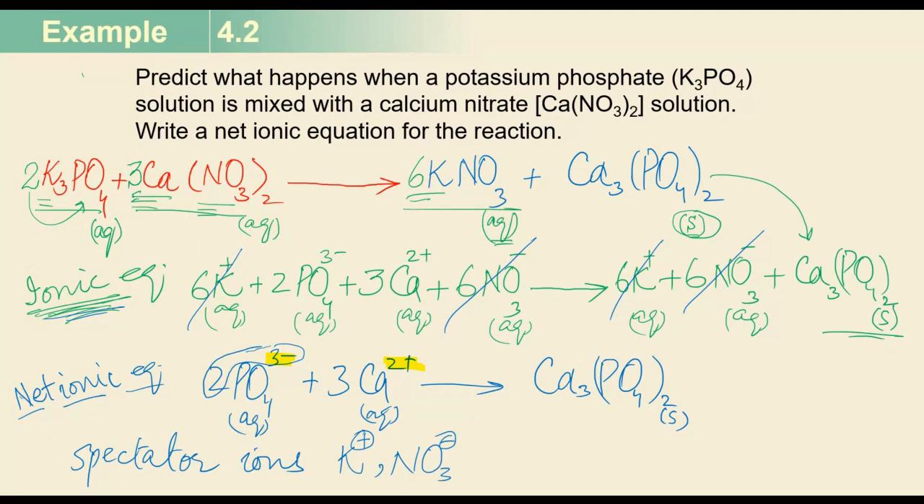Now, any question? Basically, these ions don't take part in the chemical reaction. That's why we say these are spectators. Spectator means they are not taking part in a chemical reaction. So these are spectator ions.